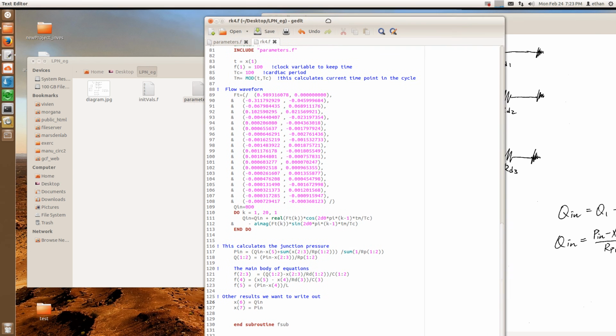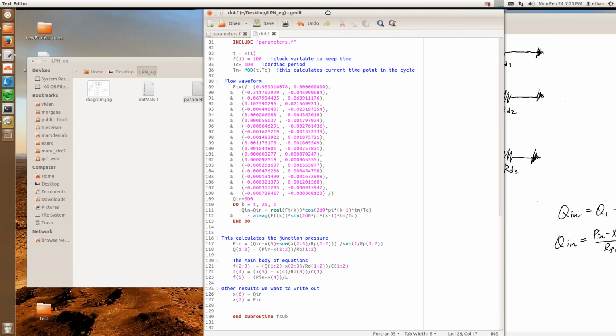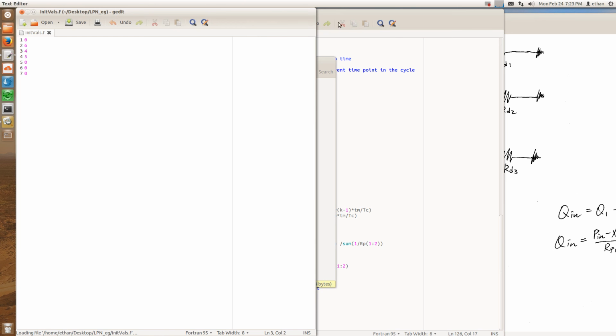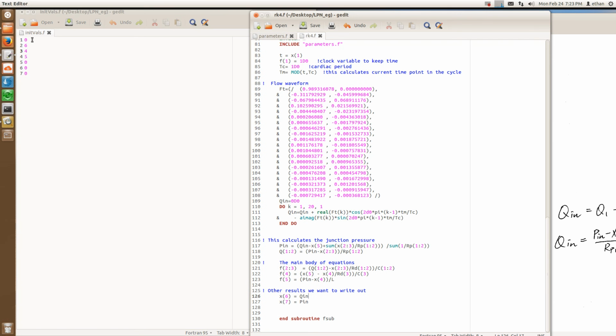And one more thing that you need to do is that this program is solving a system of ODEs, which means you need a set of initial values for your variables. Those are stored in this file right here called init_vals, so you can go in here and change your initial values. We have seven variables, so we need 7 initial values.